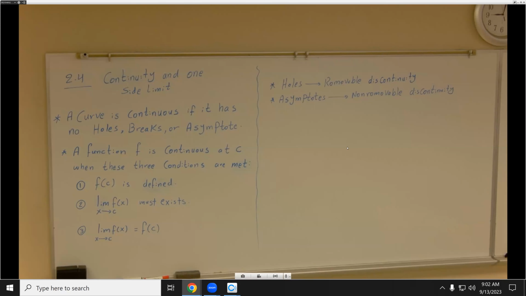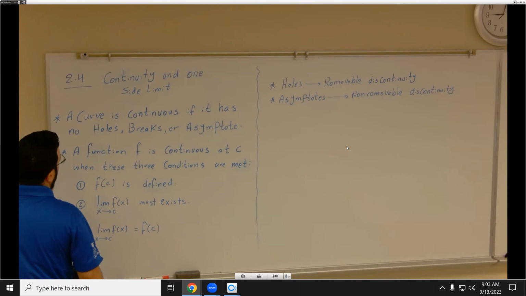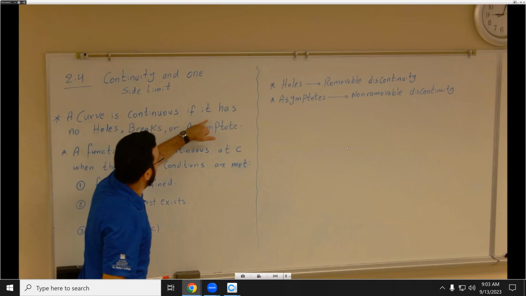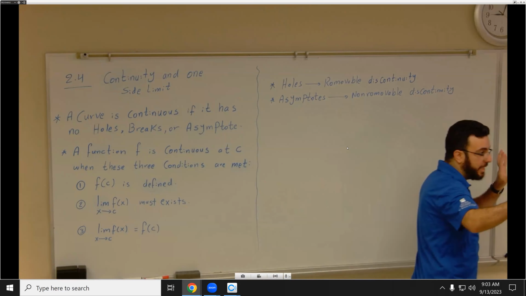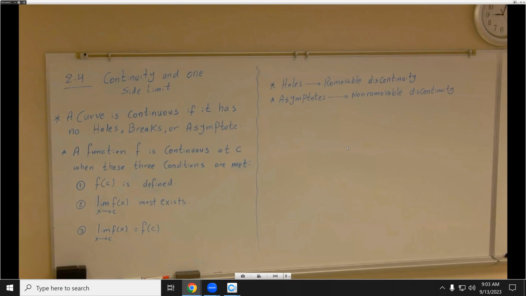For section 2.4, continuity and one-sided limits. We already know that a continuous curve has no holes, no breaks, and no asymptotes. Remember what the holes are: when we factor the polynomial on top and the polynomial on the bottom, and we cancel, that is the hole.